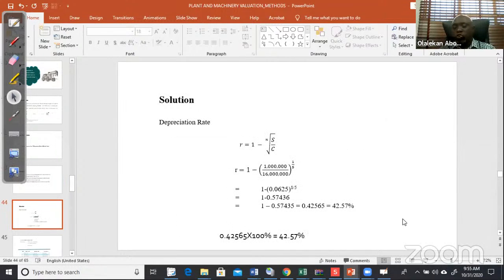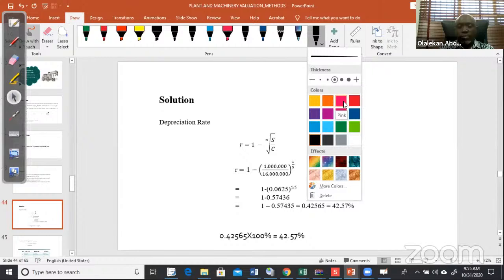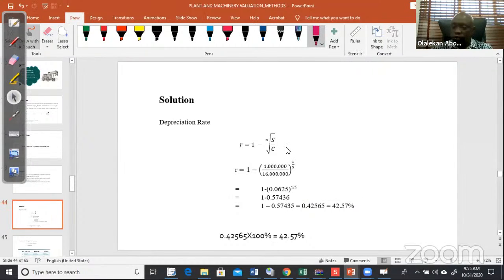Now, this is the solution. The first thing to do is to calculate the rate. You can see this is the rate. To calculate the rate, we have this formula that I've stated earlier.